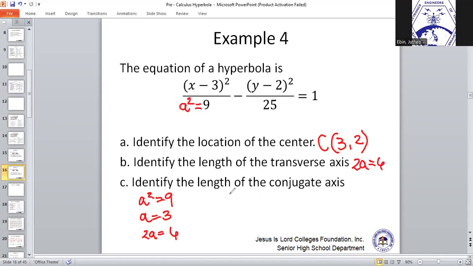Dito naman, sa kabila, ito naman yung b natin, b squared, or yung conjugate axis. So b squared is equal to 25. B is 5. 2b is 10. So the length of the conjugate axis is 10. Yan. So ganun yung pag-solve kapag ang given naman ay standard equation ng hyperbola.